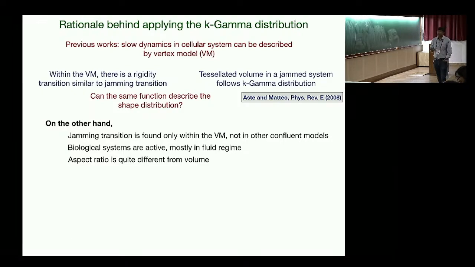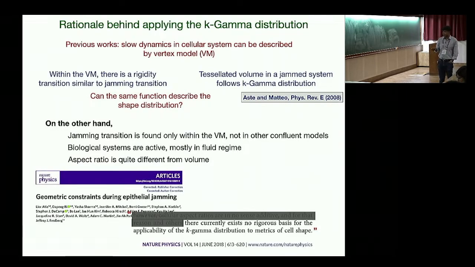More importantly, there is a particular aspect of volume that is used in the derivation of this k-gamma distribution. This aspect is that volume is an additive quantity, and this is crucial in the derivation. On the other hand, aspect ratio is not. So therefore, why this particular distribution should apply to the aspect ratio is not clear. In fact, the authors wrote, and I'm paraphrasing from this paper, there currently exists no rigorous basis for the applicability of the k-gamma distribution to metrics of cell shape.